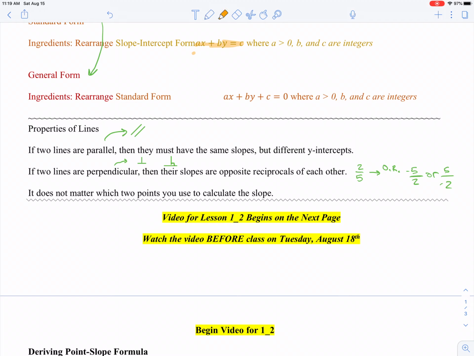And the beauty about the first few days here is that it should not matter which 2 points you choose to calculate the slope. Regardless of which 2 points, you should get the same slope as someone else in the class who maybe uses a different set of points.